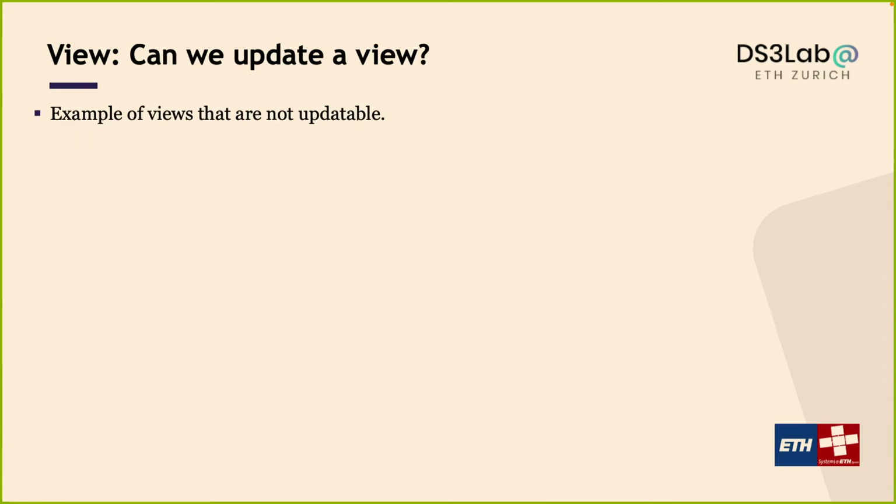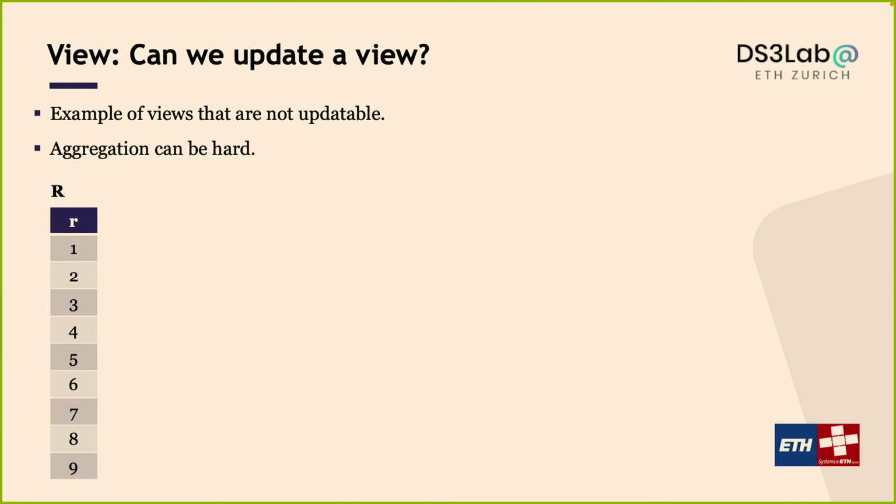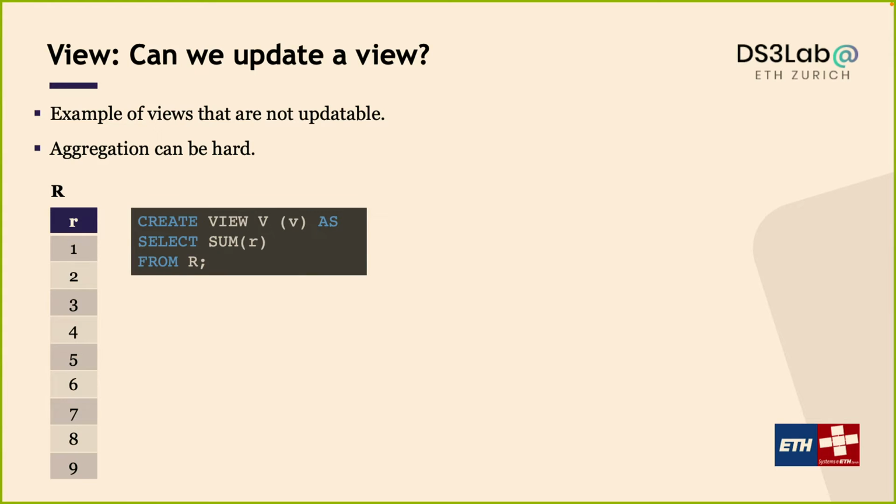And there could be other examples. Aggregation could also be hard. So let's think about this very simple relation. I have a single column inside this relation R, and I have the numbers 1 to 9. And I define a new view that contains the sum of all the values. I could define this view like this: I create a view V as select sum of R from R. I have aggregation.